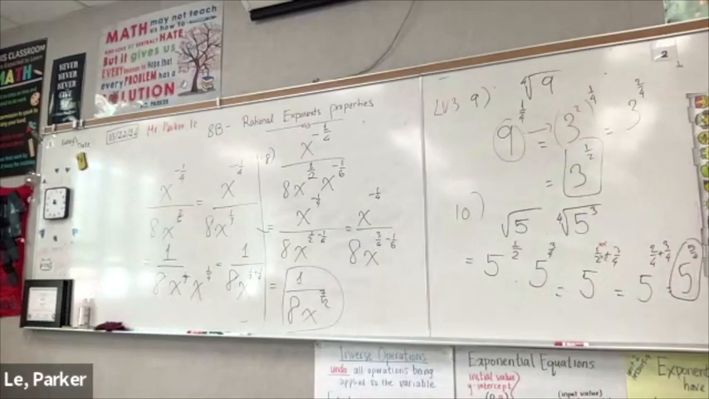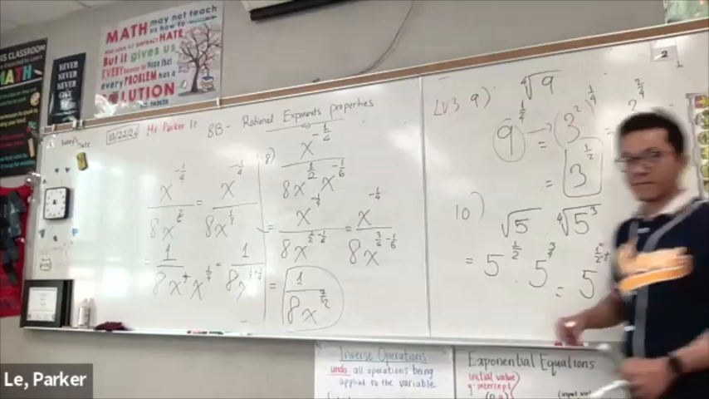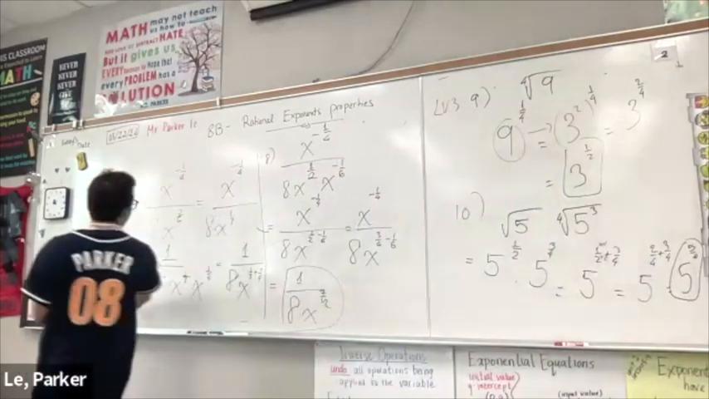That's it? That's it. Why is this level 3? Because you need to convert them into exponents. Like, it would be level 1.